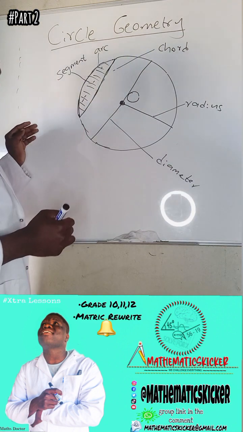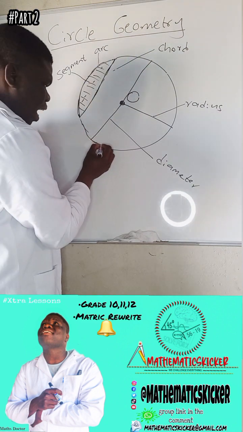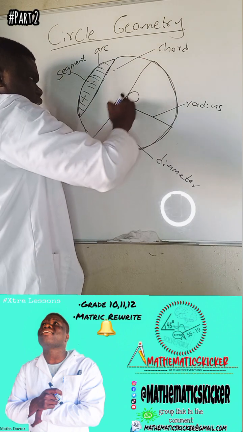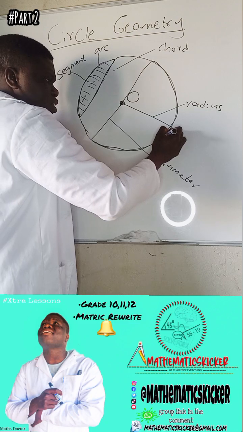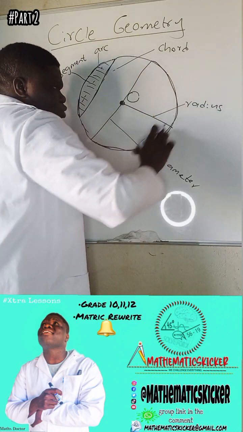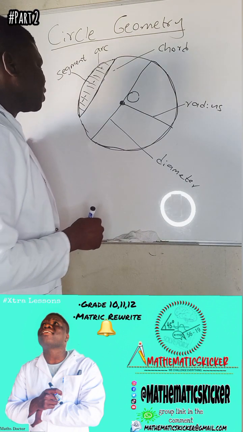This part is an arc, right? Even this one is an arc, including this one is an arc, because I said the diameter is a chord. This part is an arc. If we have our diameter here, this part will be an arc, right?